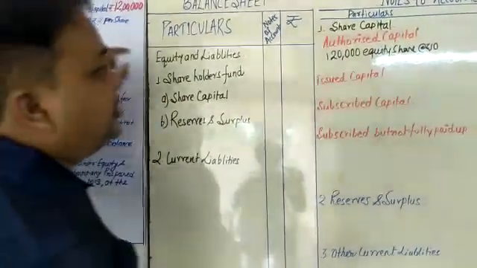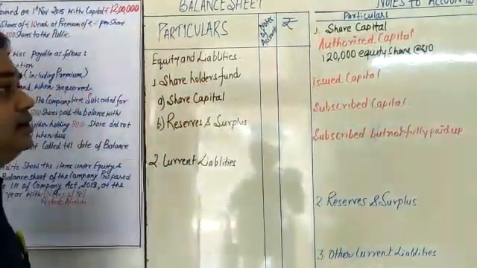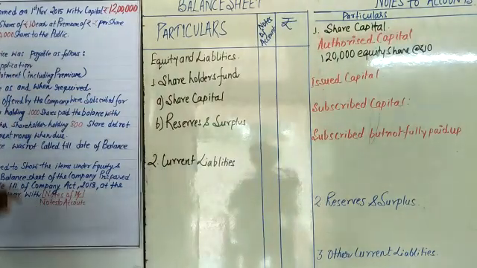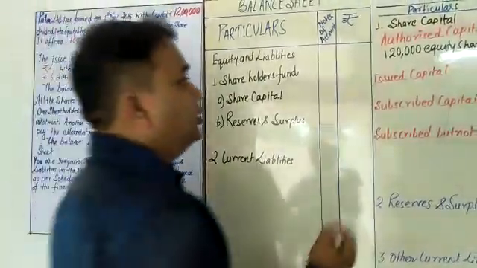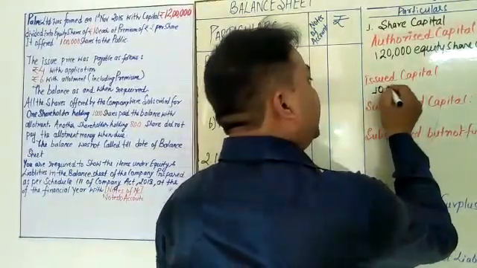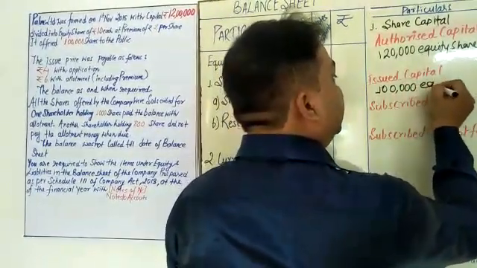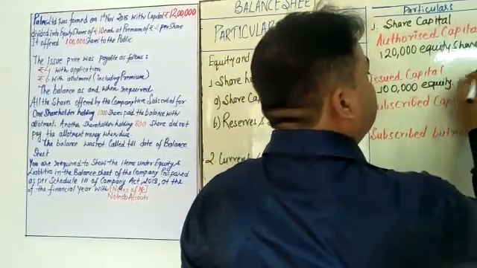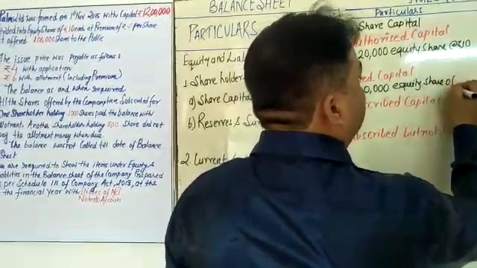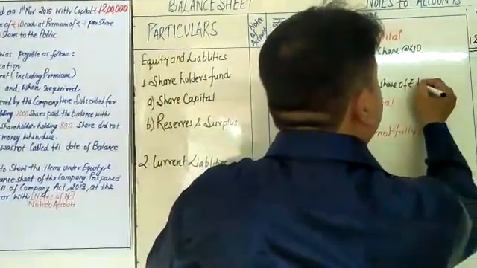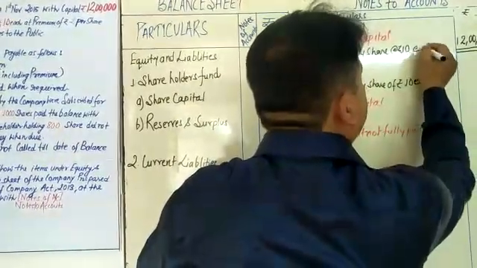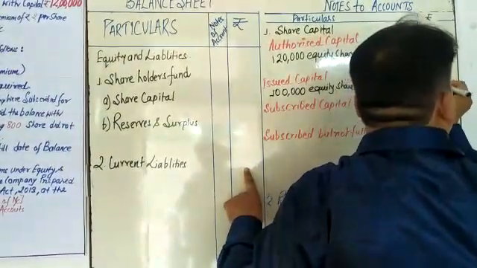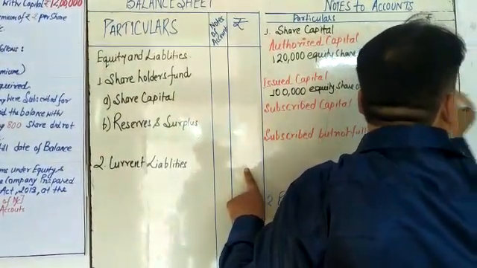Now, after completing authorized capital, we have to calculate the issued capital. In issued capital, how much has the company issued? 1 lakh equity shares. You just multiply 1 lakh equity shares of rupees 10 each, which means you record here 10 lakh, and make a double line.